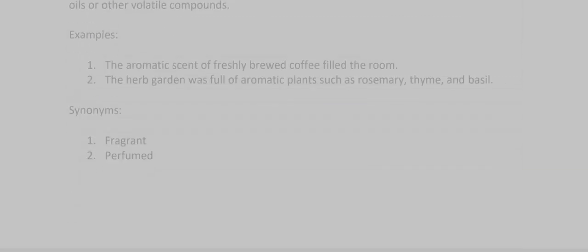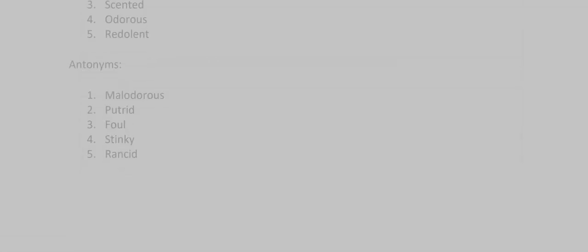Aromatic. Aromatic refers to having a strong, pleasant smell, usually due to the presence of essential oils or other volatile compounds. Examples. 1. The aromatic scent of freshly brewed coffee filled the room. 2. The herb garden was full of aromatic plants such as rosemary, thyme, and basil. Synonyms. 1. Fragrant. 2. Perfumed. 3. Scented. 4. Odorous. 5. Redolent. Antonyms. 1. Malodorous. 2. Putrid. 3. Foul. 4. Stinky. 5. Rancid.